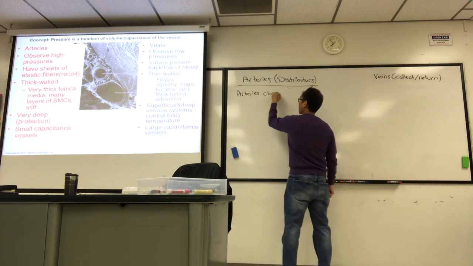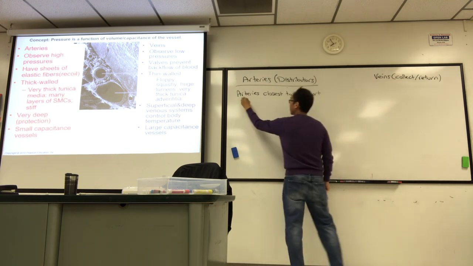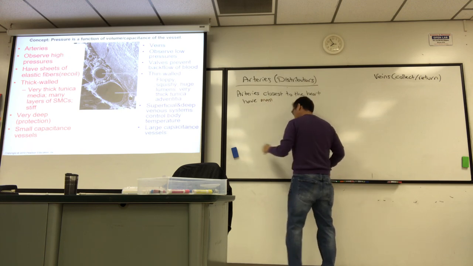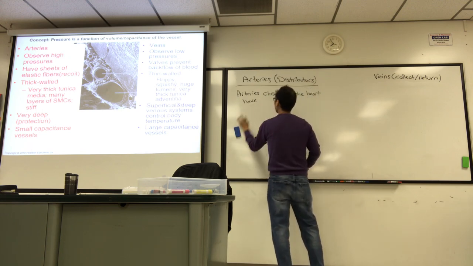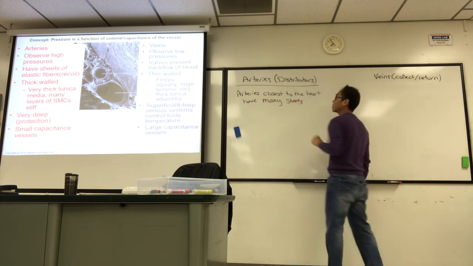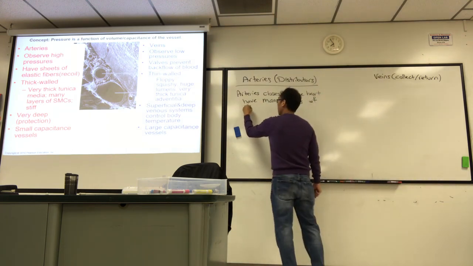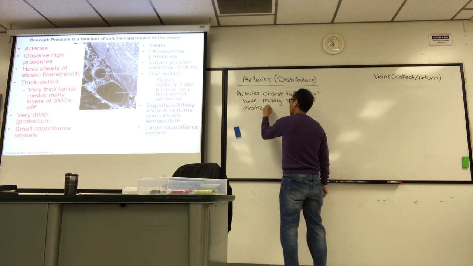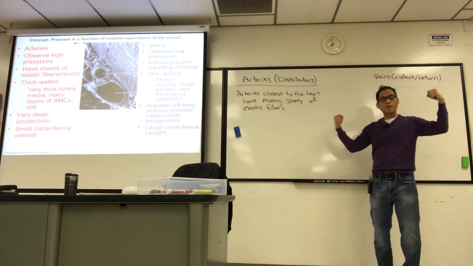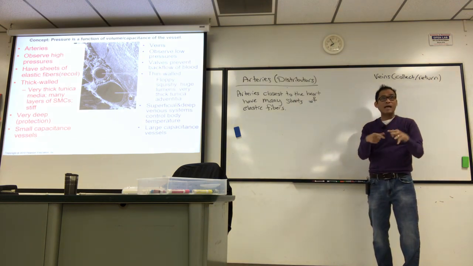Arteries closest to the heart have many sheets of elastic fibers. So, just like a rubber band, if you stretch a rubber band but then let go, it'll stretch back. And that's called the elastic recoil.